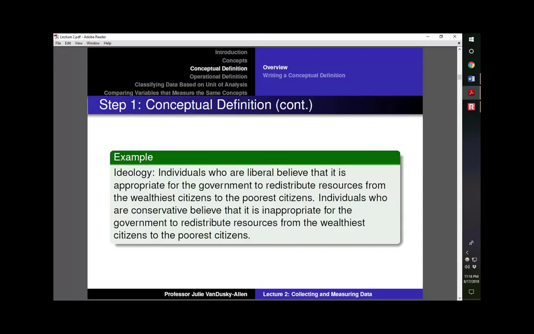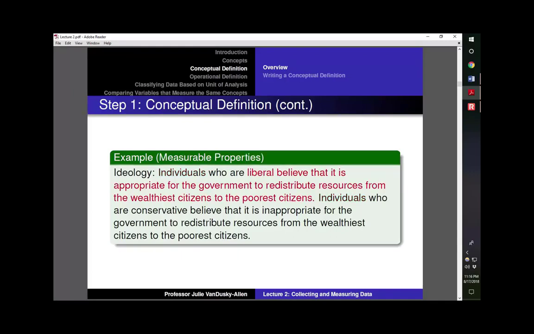Here is an example of a conceptual definition for ideology. Individuals who are liberal believe that it is appropriate for the government to redistribute resources from the wealthiest citizens to the poorest citizens. Individuals who are conservative believe that it is inappropriate for the government to redistribute resources from the wealthiest citizens to the poorest citizens. Note that individuals is the unit of analysis as it tells us what the concept applies to. Individuals have ideological beliefs.